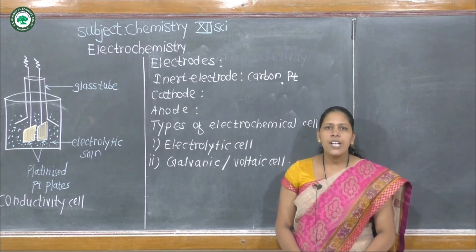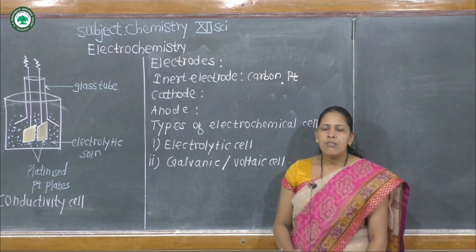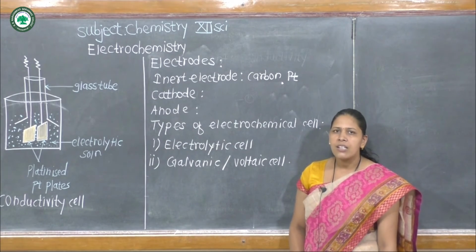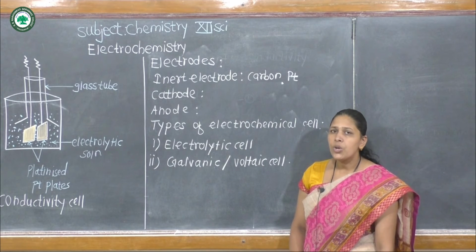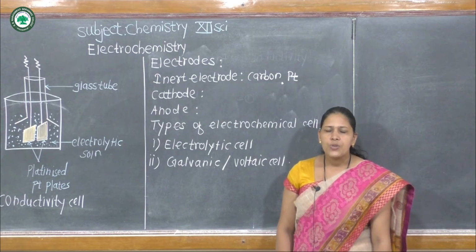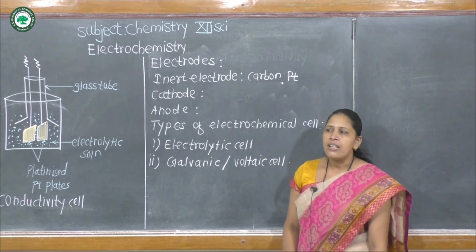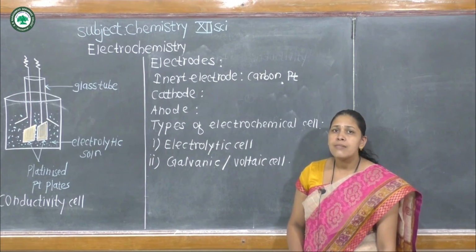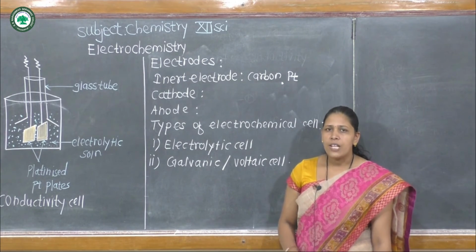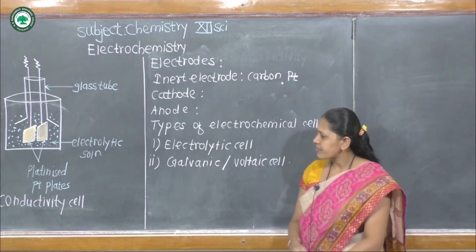This is the information about electrolytic cell. It consists of only one cell in which two inert electrodes are dipped in electrolytic solution, and these two electrodes are connected to direct current, that is a battery. This is the main, important point about electrolytic cell.